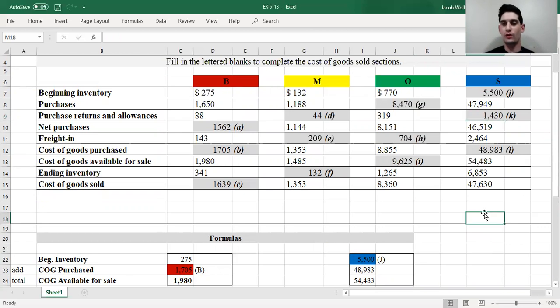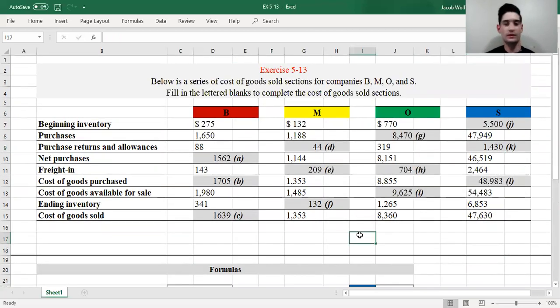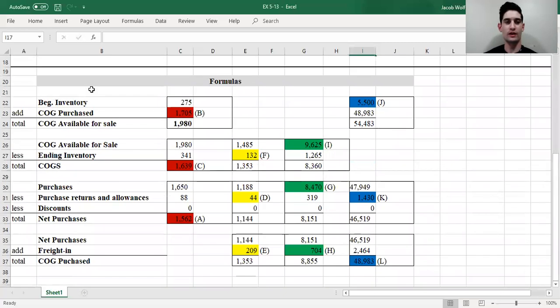All right, guys. Well, that was kind of long. This one for me was basically just using algebra. I have the same table, I just changed the colors a little bit. And this is exercise 5-13. Here's another look at the formulas and the values. I hope that helped, guys.